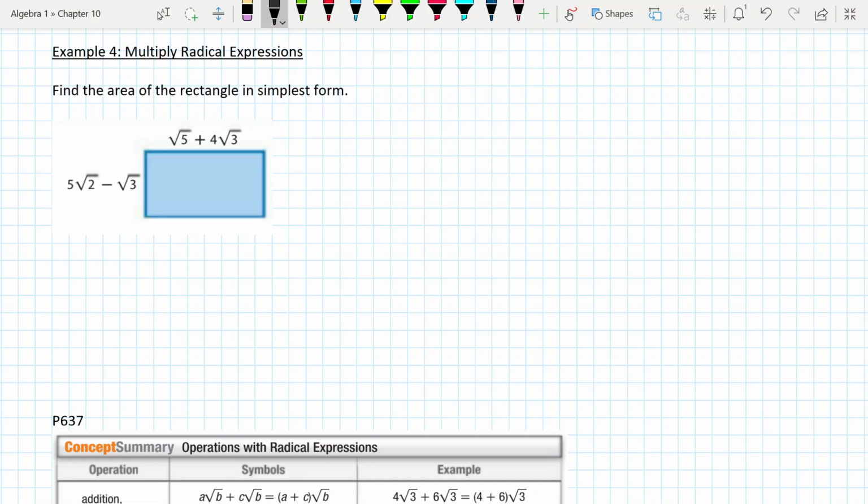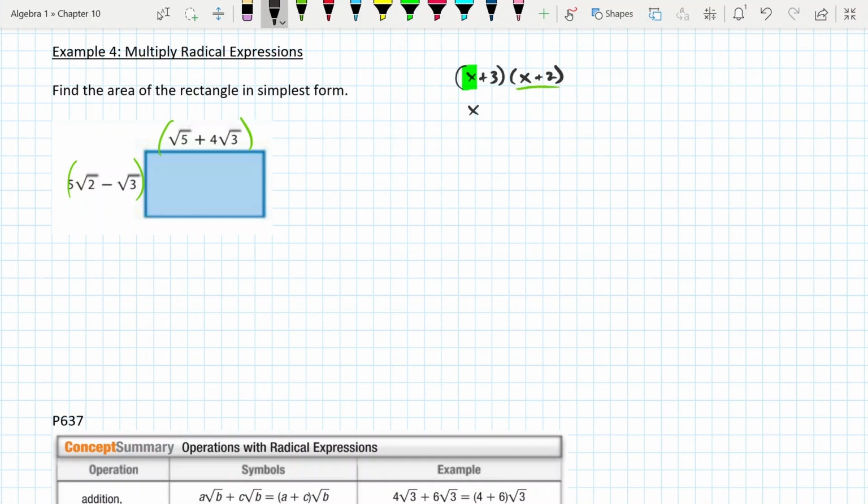Now, with example 4, we're going to do the same thing that we did in example 3. We're going to multiply radical expressions, but this time you might notice that we have two binomials that we're multiplying by. In the past, if we had like x plus 3 times x plus 2, well, all we'd have to do is multiply the very first term, the first binomial, times the entire second binomial.